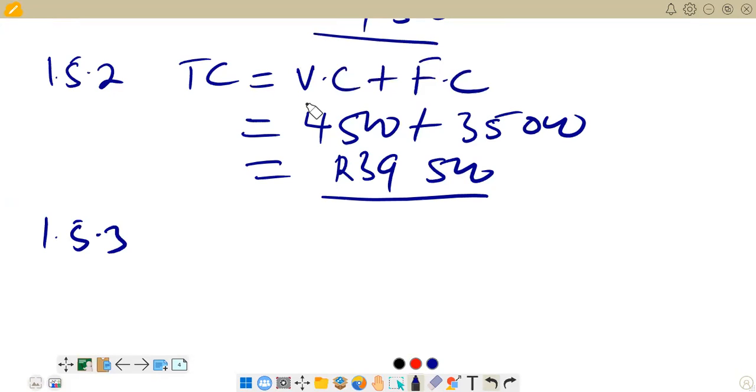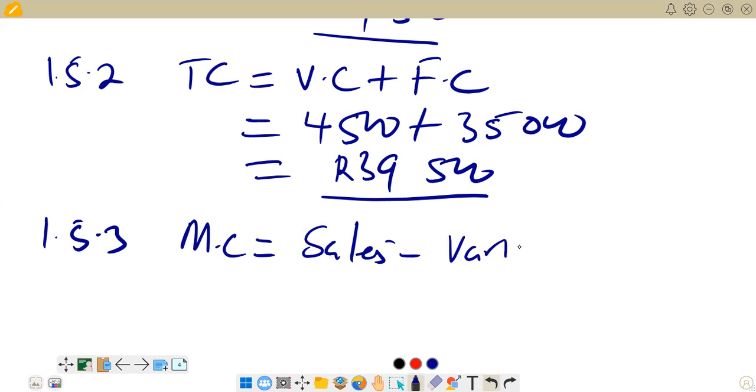So we have to first put the formula. Marginal cost is equal to sales minus variable cost. So this is the formula that we're going to use for this one. And then we know the variable cost, we calculated it, we got 4,500 here. That's the variable cost. And then the figure that we want to find is sales. So we come back here to find out what we have for sales.